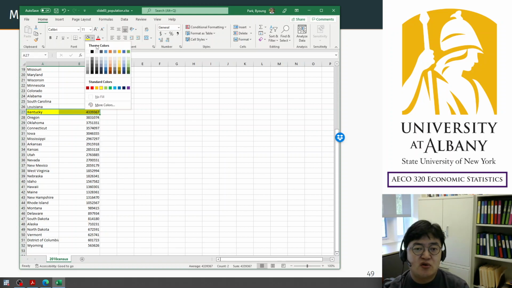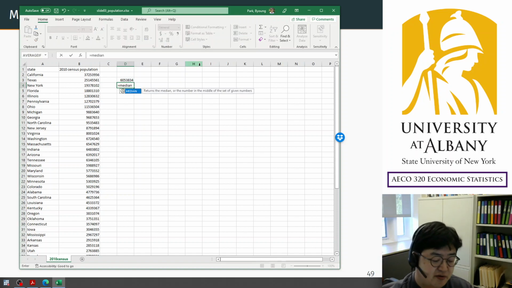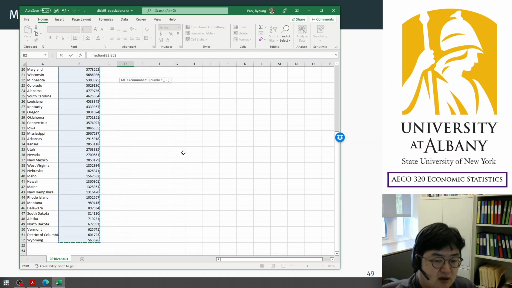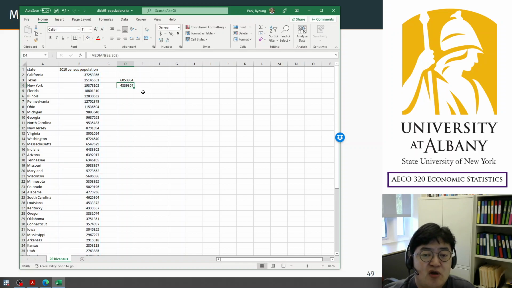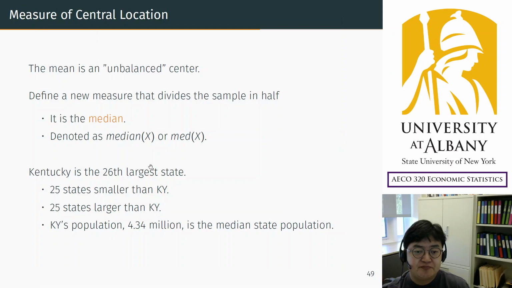Okay, you get the idea. Let me briefly show you how to calculate the median. Average was calculated as equals average and the area in the parentheses. Median is similar. Use the median function and choose the numbers. Select the data and close the parentheses, then enter it. Then you get 4.33 million, which is exactly Kentucky's population, right? The median is choosing the middle one, the perfect middle rank observation. Okay, you get it?